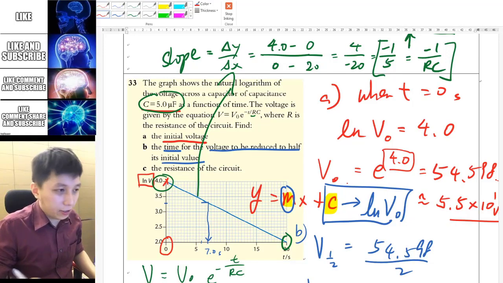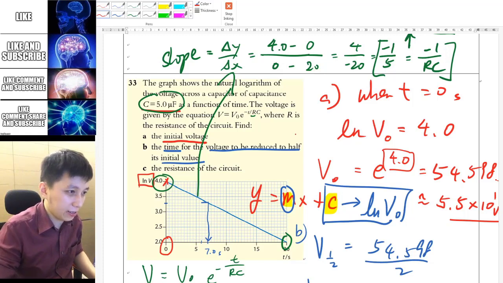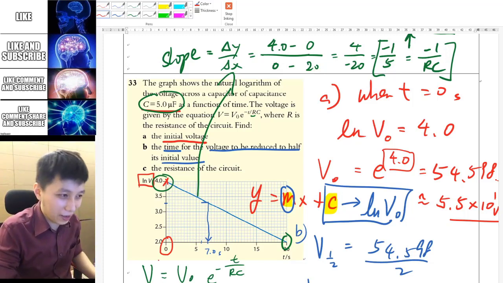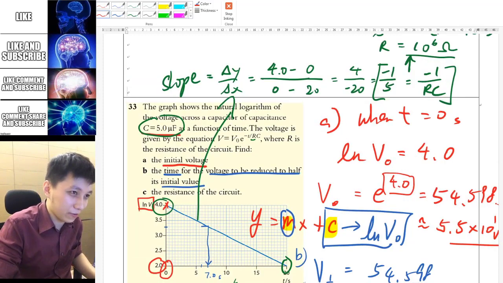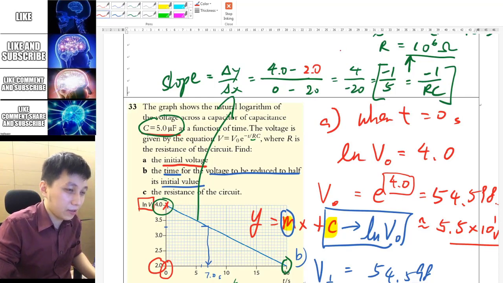No! Oh my god, I made a mistake. I got tricked by the diagram. This is not 0. This is not 0. This is actually 2.0.